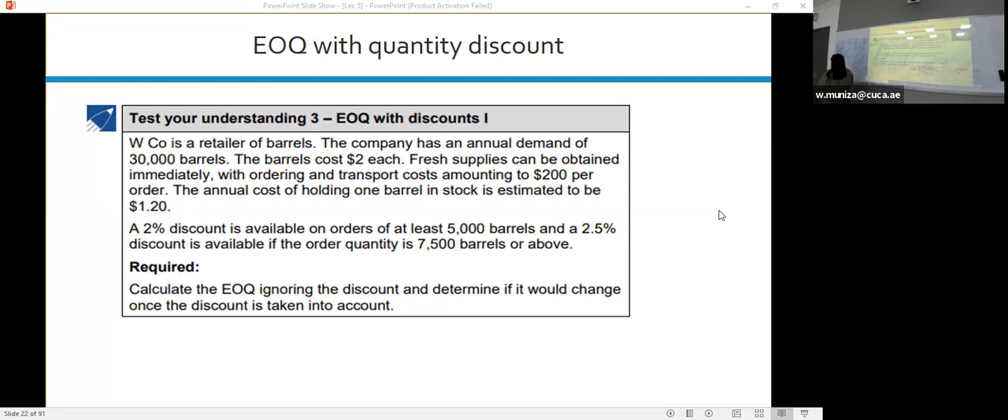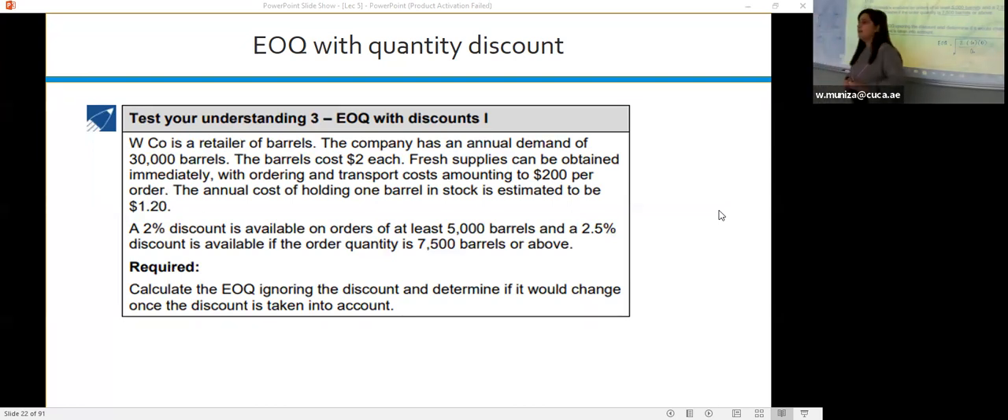And for this case, 60,000 plus 1,897 plus 1,898. So 63,795. So which one is the most suitable quantity? 5,000. Look, our economic order quantity was 3,160. But in this case, the most suitable one is 5,000 units.